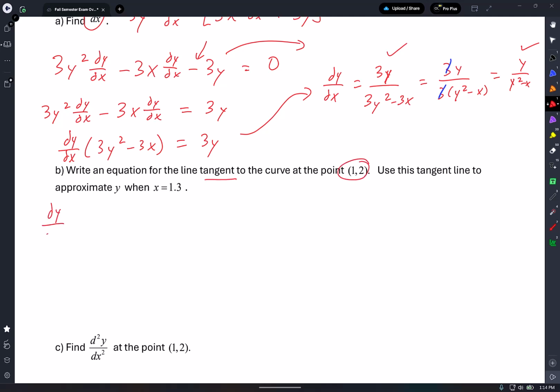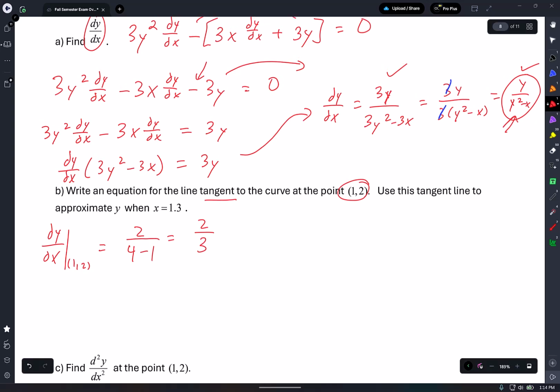So dy dx evaluated at 1, 2 equals, and then I'm just using this guy right here. So that's a y value on the top. So all right, 2 over 2 squared, which is 4, minus, and then my x, which is 1. So 2 over 3. I don't see any issues. I think we're okay. Let me make sure. Yeah, I think we're fine.